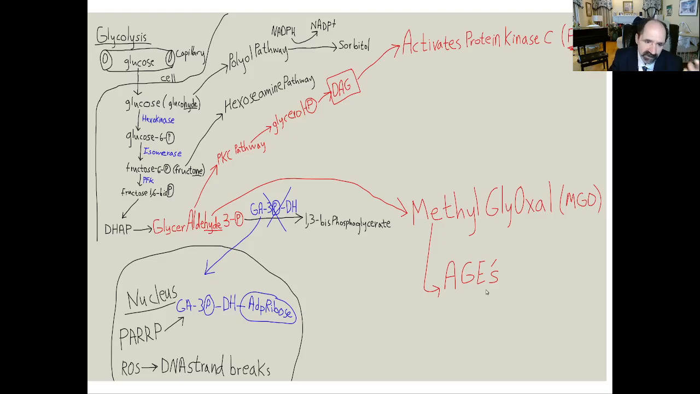But there's a different category of AGEs, and I think this is probably the most important category here. This is advanced glycation end products formed due to accumulation of methylglyoxal, typically called MGO. And MGO is made from this abnormal accumulation of glyceraldehyde 3-phosphate, and it's a side pathway. Okay.